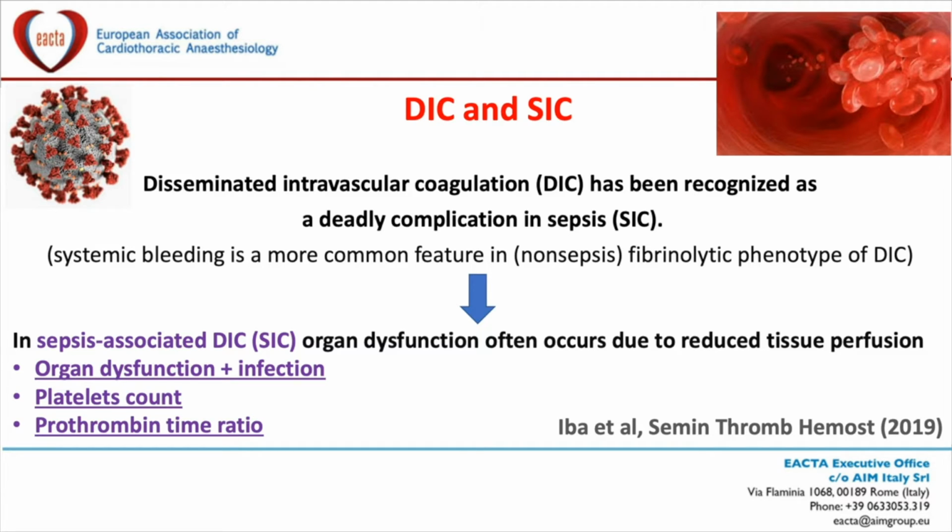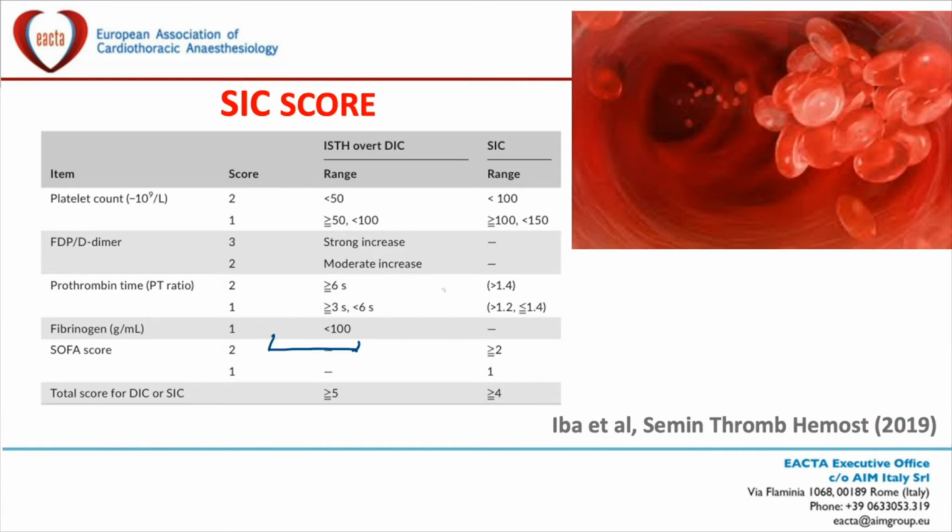The sepsis-associated DIC has been called SIC, and the International Society of Thrombosis and Haemostasis recently proposed a simpler version for the diagnosis of SIC, which is composed of only three items: infection with organ dysfunction, mainly due to reduced tissue perfusion, platelet count, and prothrombin time. Sepsis-associated DIC criteria were developed by members of the International Society of Thrombosis and Haemostasis in 2017 in order to categorize patients with sepsis and coagulation disorders. The SOFA score was included to confirm the presence of sepsis, but does not reflect the sepsis severity itself.